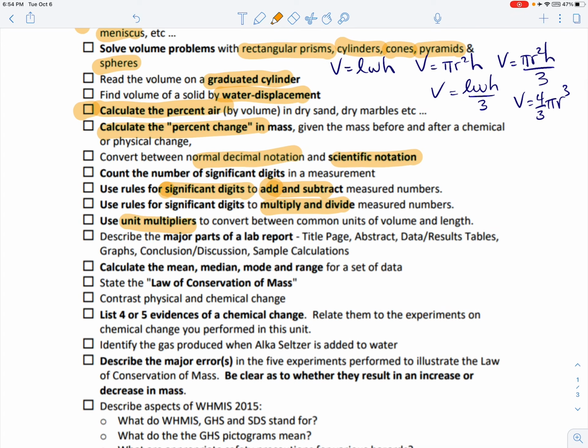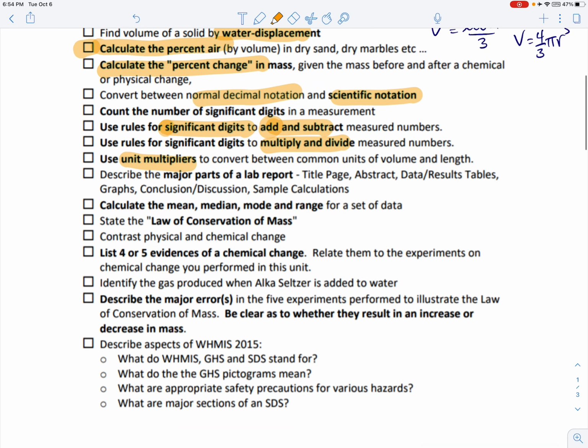Know how to use unit multipliers to convert simple units, like if you want to convert inches into feet or feet into centimeters, things like that. We use unit multipliers to do those conversions. Know the different parts of a lab report.